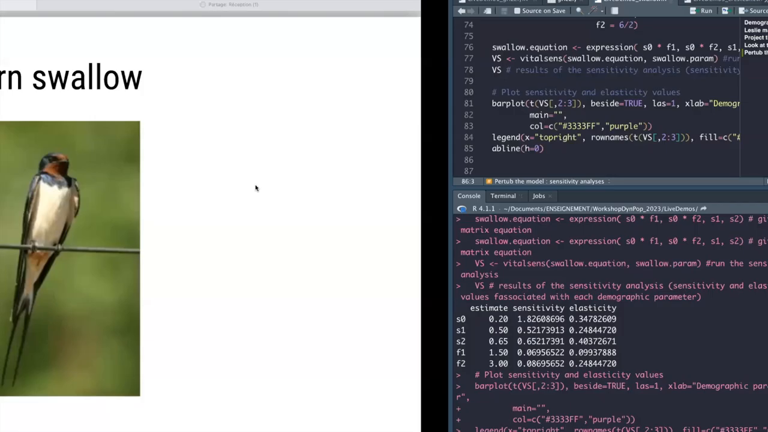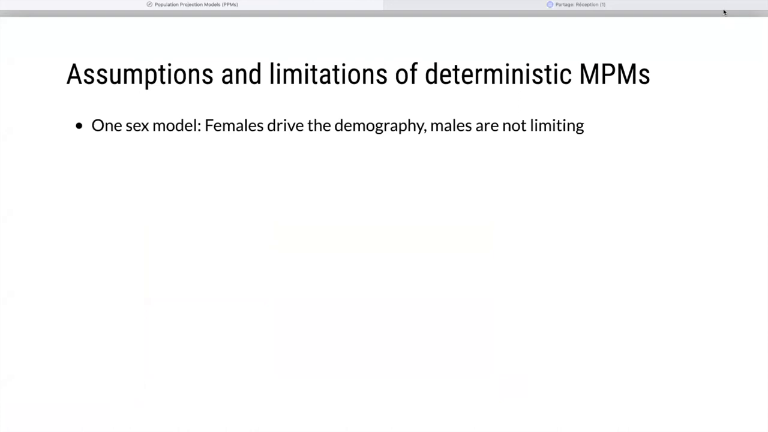So a few words about the assumptions and the limitations of these models. As we said before, it's a one sex model in this case. There are two sex models that exist. I think I provide some reference further away. There, you can model two sexes. So you'd have one matrix for the males, one matrix for the females, plus a mating function.